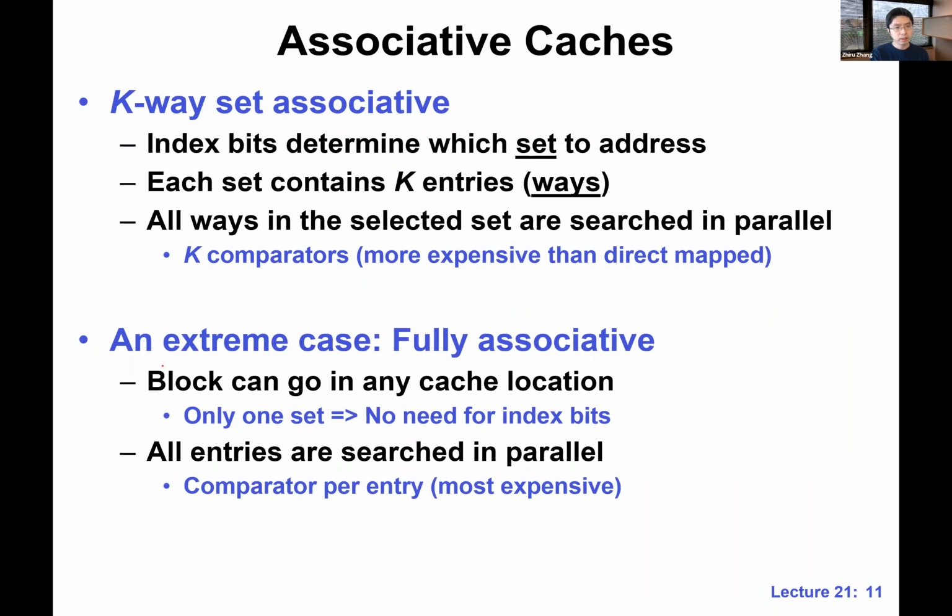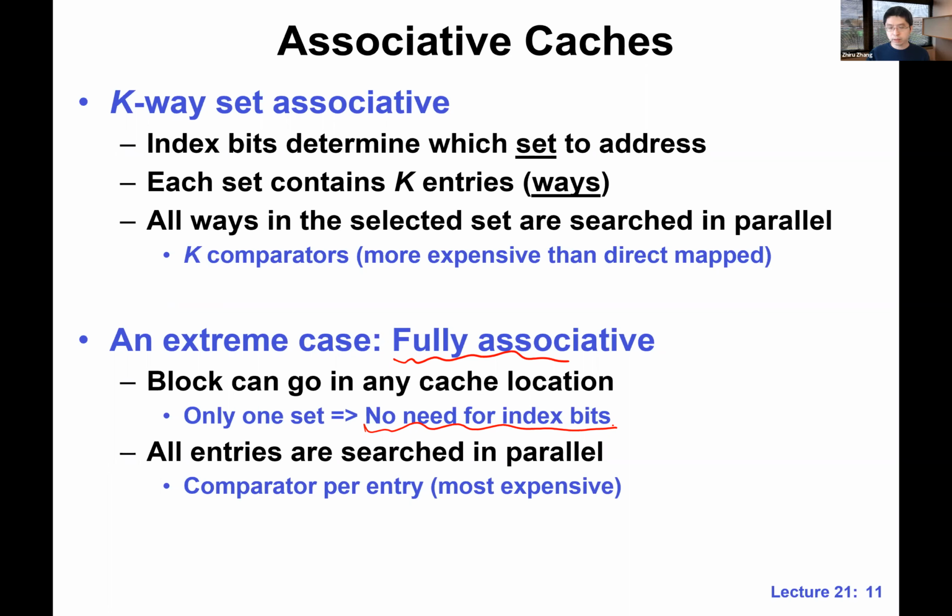And there's an extreme case. Actually, we can come up with something called a fully associative cache. This is an extreme case, where we only have one set. We have one big set, which contains all the cache blocks in the cache. So we don't really need any index bits. Any memory block can be mapped into any cache location. So this is where we have extreme flexibility.